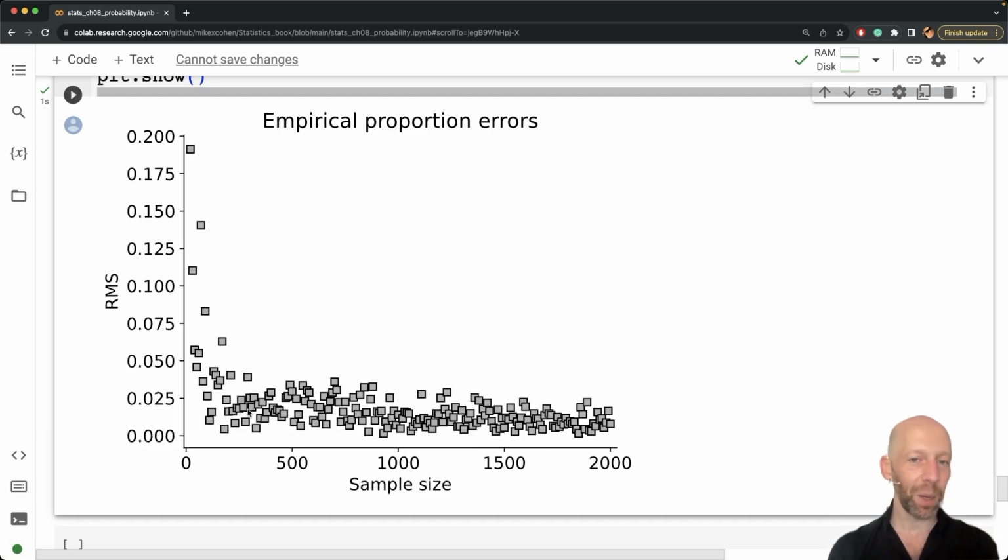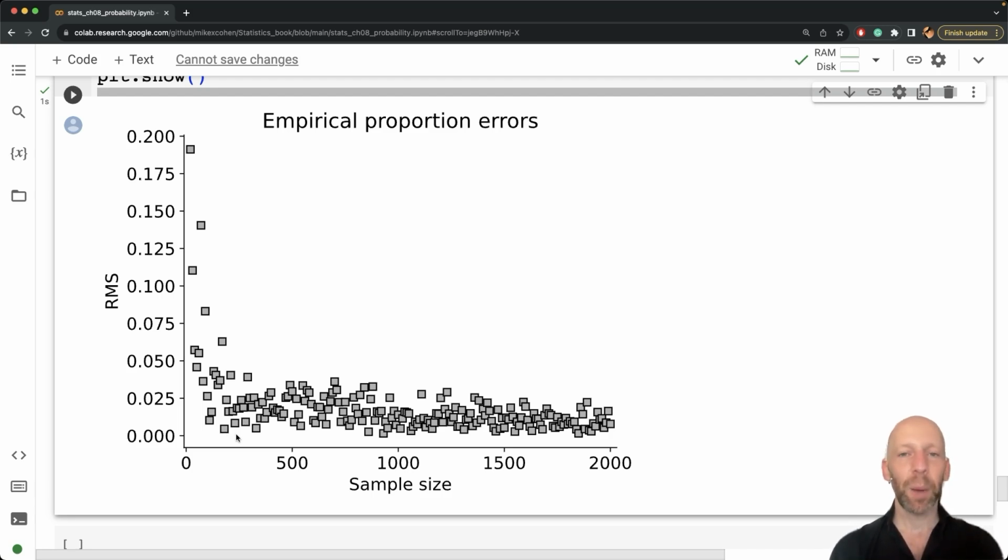And in fact, sometimes you have RMS of small sample sizes, maybe this is like 150, this value around here. The RMS can be smaller than a sample size with 1,900. So it's a huge difference in sample size. And purely by chance, sometimes we get a closer match between the empirical proportion and the true probability.